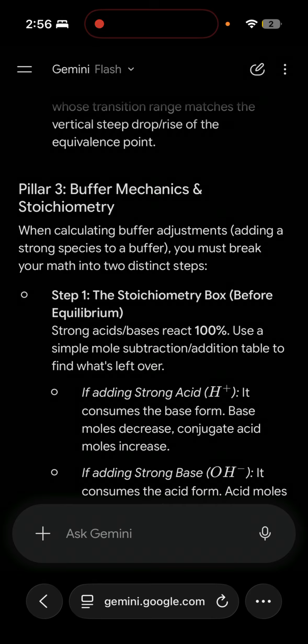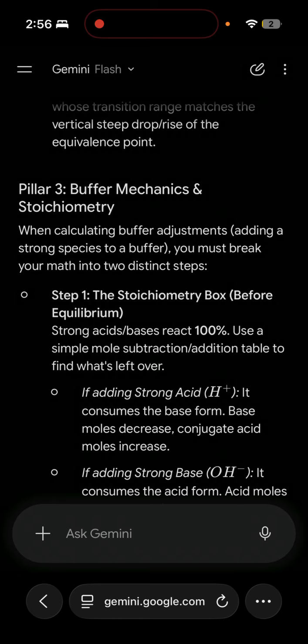The core log scale and trends: a value with p in front of it, the scale is inverted because of the negative log. So high Ka/Kb, low pKa/pKb, stronger acid or base.